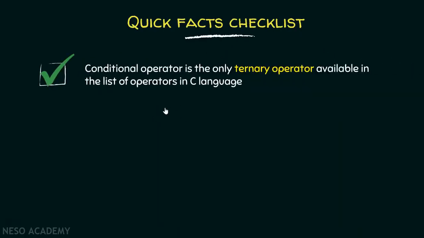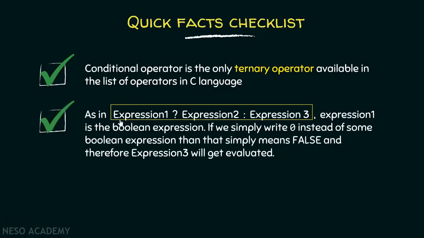The first fact that we need to consider is that conditional operator is the only ternary operator available in the list of operators in C language. Please understand this point. It is the only ternary operator available in the C language. Apart from that, this is how our conditional expression looks like. Expression 1 is our Boolean expression. After that we have a question mark. Then we have an expression 2 which will get evaluated if expression 1 returns true. If expression 1 returns false, then expression 3 will get evaluated, right?